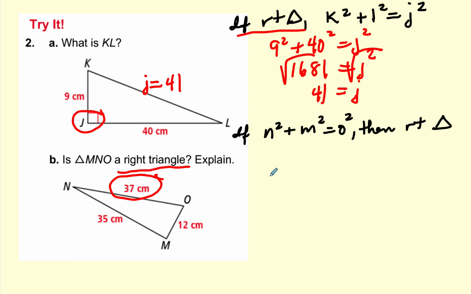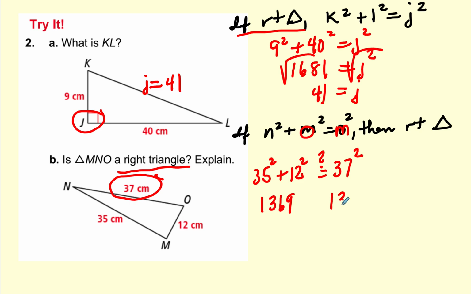m is the biggest number, so this should have been m, and this could have been o. We always want to make the biggest number right here. So this is 37 squared, and then the other two numbers will be over here. We always want the biggest number there. And I'm going to put a question mark because I'm not sure this is going to work. So I'll write 35 squared plus 12 squared, and I'm getting the answer 1,369, and 37, I'm going to square that, and I'm getting 1,369. So there is no question, these are equal, and so the answer is yes, this is a right triangle.